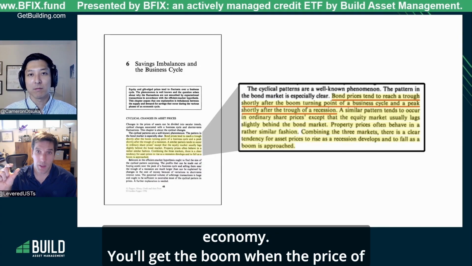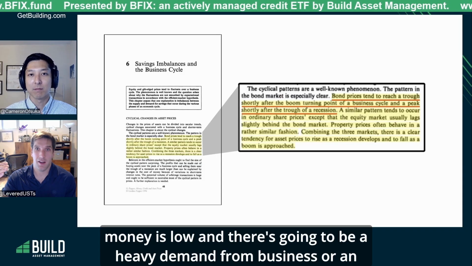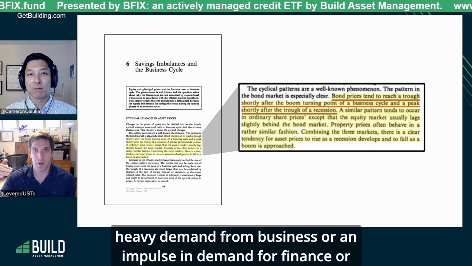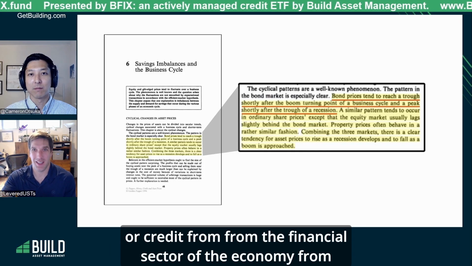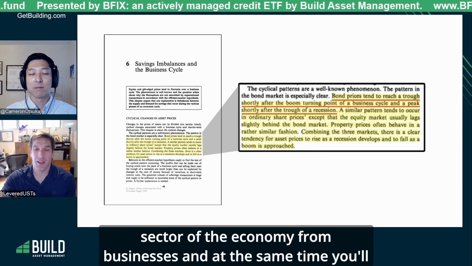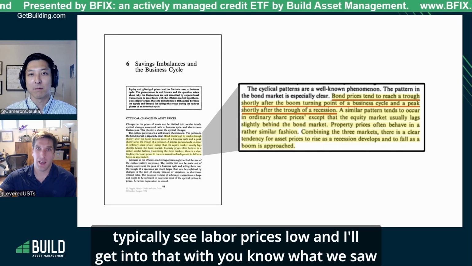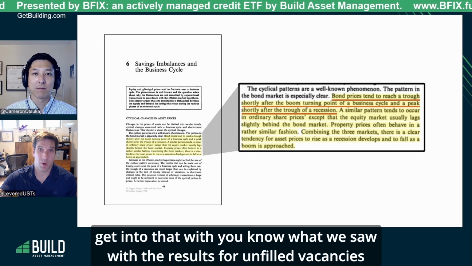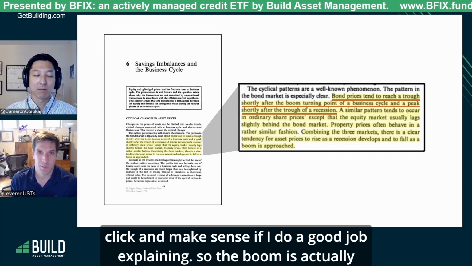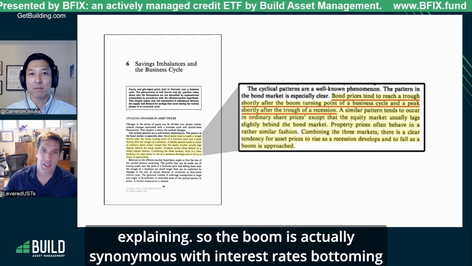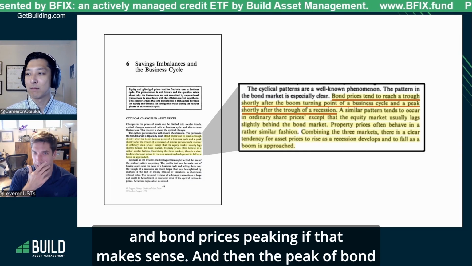You'll get the boom when the price of money is low and there's a heavy demand from business, an impulse in demand for finance or credit from the financial sector of the economy. At the same time, you'll typically see labor prices low. I'll get into that with what we saw with the results for unfilled vacancies. Hopefully this will all start to click if I do a good job explaining. So the boom is actually synonymous with interest rates bottoming and bond prices peaking, if that makes sense.